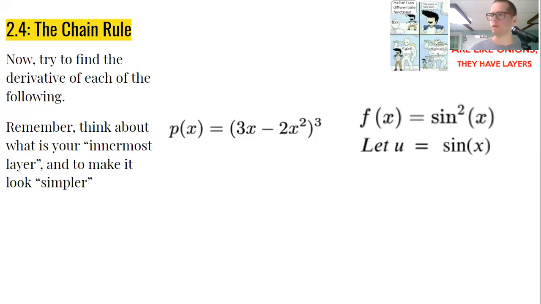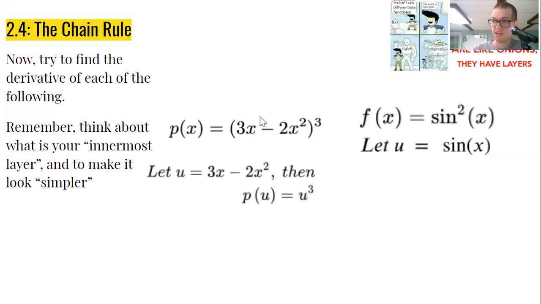So for p of x, my innermost function is this bad boy, the 3x minus 2x squared. So I'm going to let u equal this innermost function. Again, I know it's the innermost thing because if I want to evaluate p of 7, it would do 3 times 7 minus 2 times 7 squared. So that's my innermost function because it's the first thing that would happen if I plugged in a number. So I'm going to let u equal that whole thing.